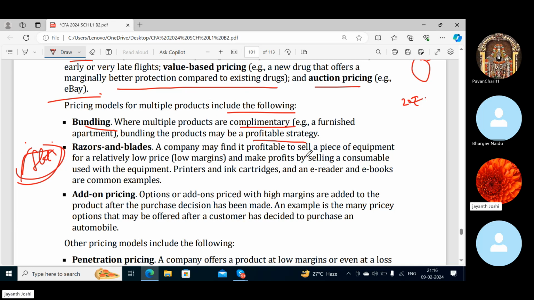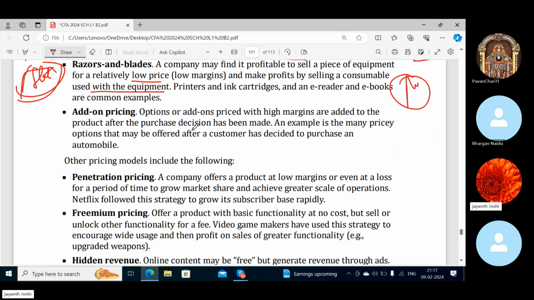So a company may find it profitable to sell a piece of equipment for a relatively low price and make profits by selling a consumable used with the equipment. That means you go to a printer shop, you ask them for a printer and purchase it, and then they immediately offer you the cartridge for that and say okay, we'll sell it at a discounted price, but again they are pushing their product with this one. Okay, add-on pricing. If you take certain extra services, they will be charging extra money for you.